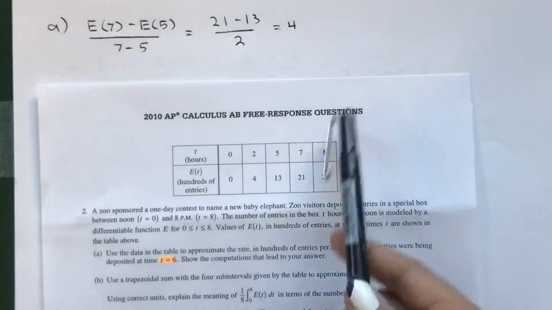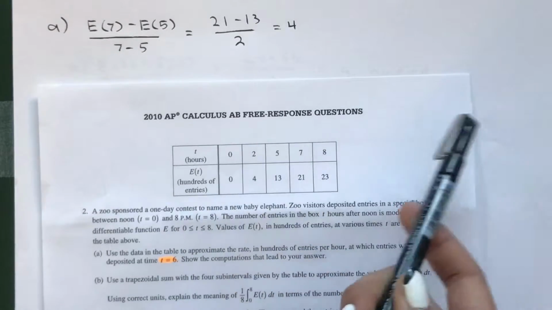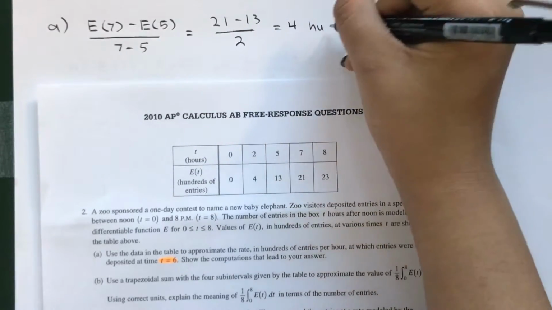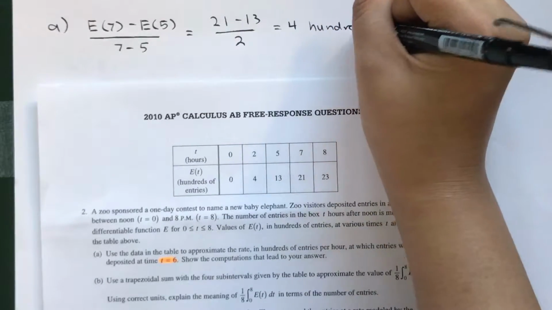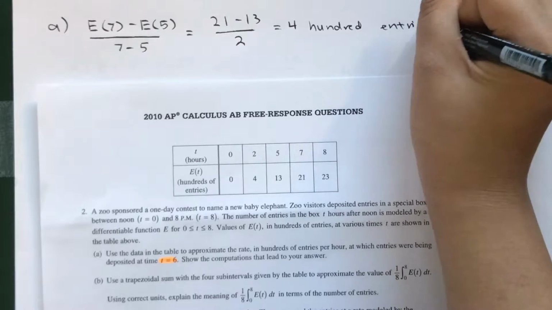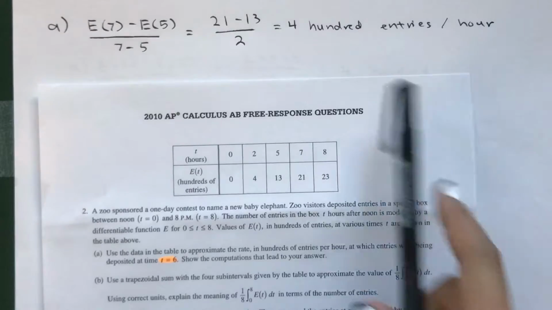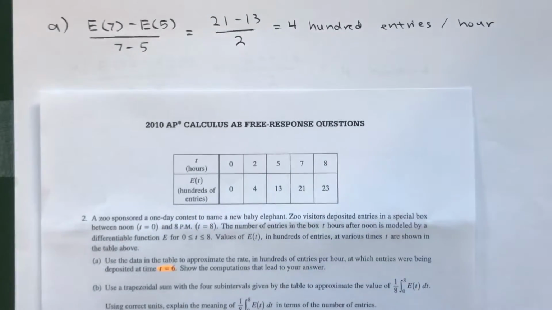Which equals 4. And in our case, it's actually 400 entries per hour. So don't forget to add the units. So 400 entries per hour. And the units are very important, so never forget to add these.